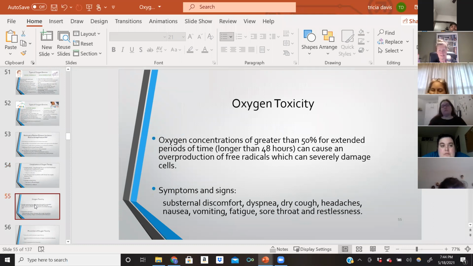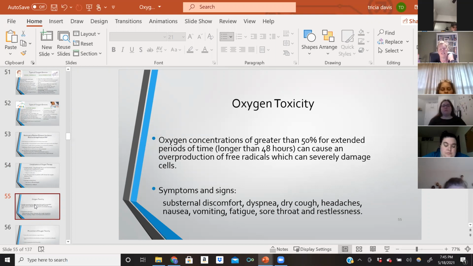So oxygen toxicity. This is oxygen concentrations greater than 50% for an extended period of time, usually longer than 48 hours. What happens is it causes an overproduction of free radicals, and then it ultimately damages our cells.